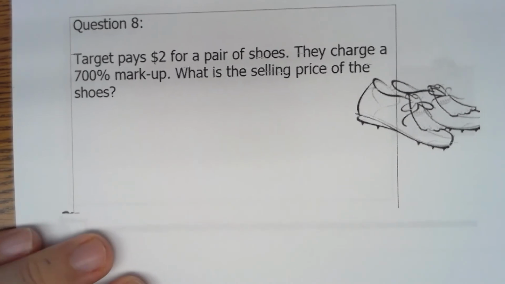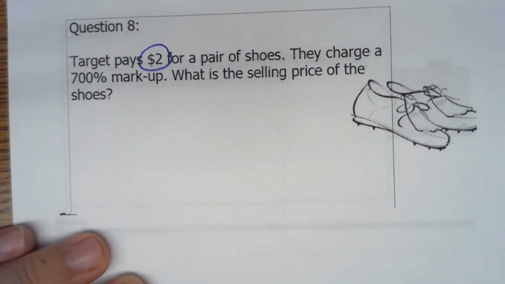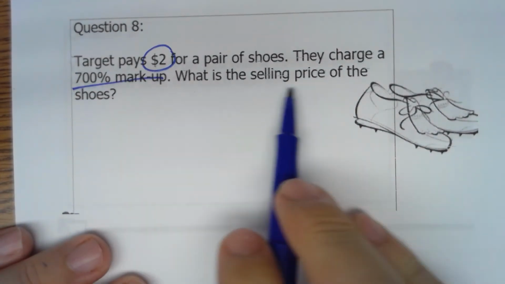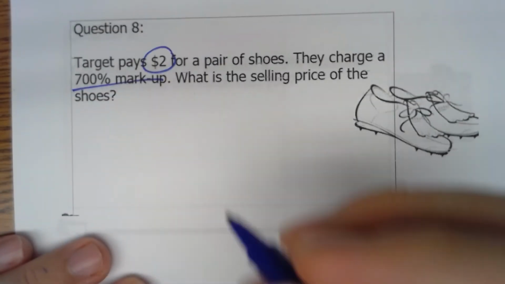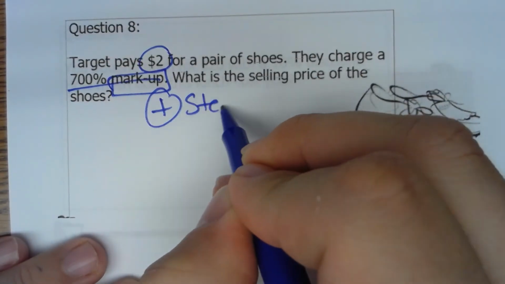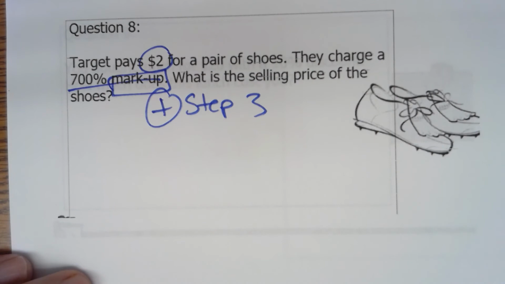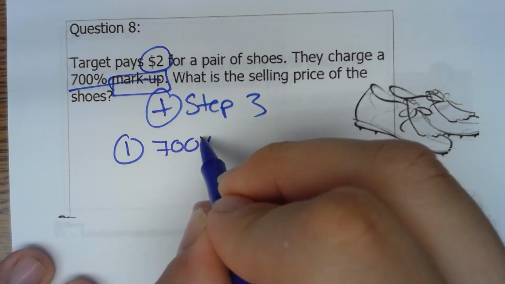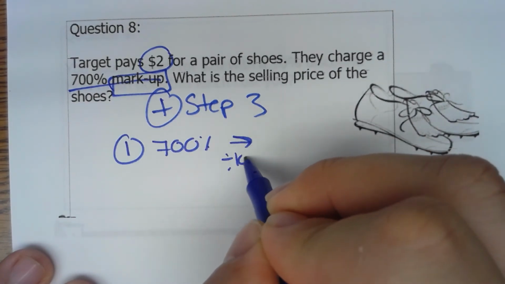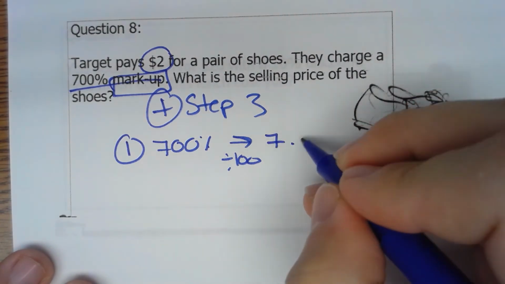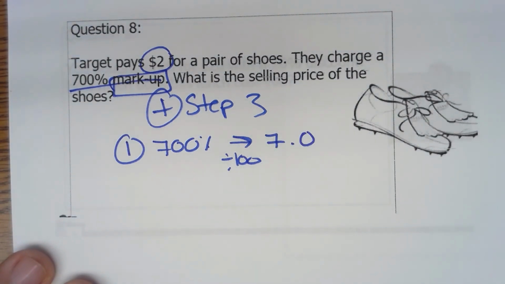Target pays $2 for a pair of shoes. They charge a 700% markup. What is the selling price of the shoes? Markup means you add when you get to step 3. Remember, markup means add. Everything else is the same. Step 1, change 700% to a decimal by dividing by 100. You're going to get 7. You can write 7.0 if you want to.